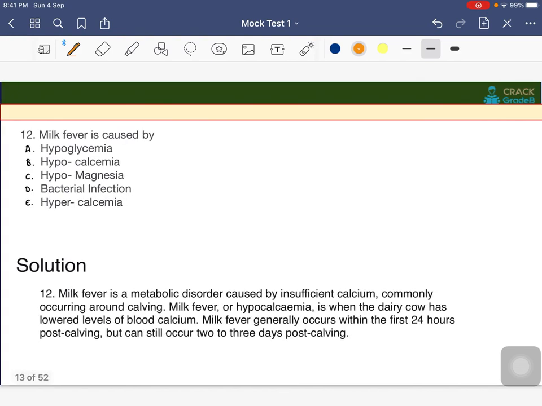Okay, milk fever is caused by, in the first question I already explained what milk fever is and how it is caused by a deficiency of calcium. Is it caused by hypoglycemia, hypocalcemia, hypomagnesemia, bacterial infection, or hypercalcemia? Okay, the answer will be hypo. I already told you that milk fever is caused only due to a deficiency of calcium. It is due to hypocalcemia.